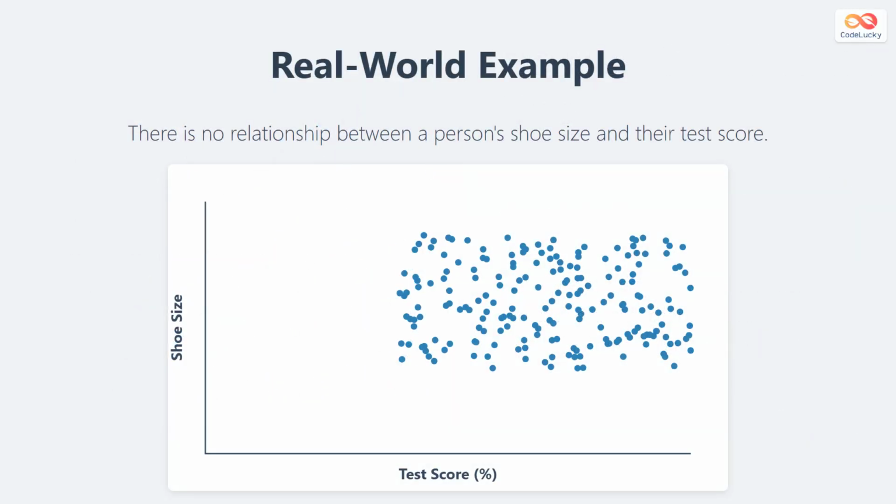Let's consider a real-world example. Imagine plotting a group of people's shoe sizes against their exam scores. You would find no connection. Having a larger shoe size does not mean you will get a higher or lower test score. The variables are independent.